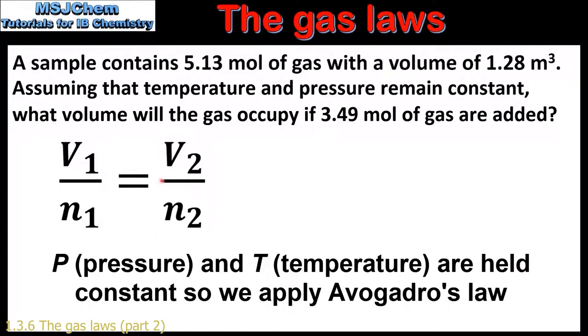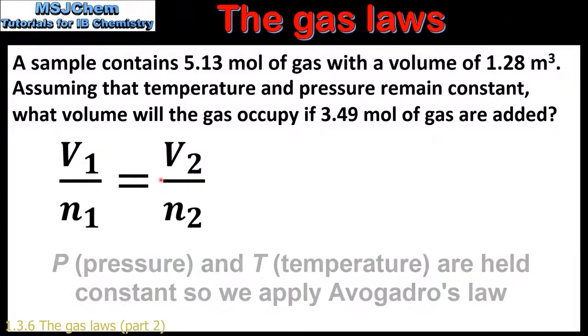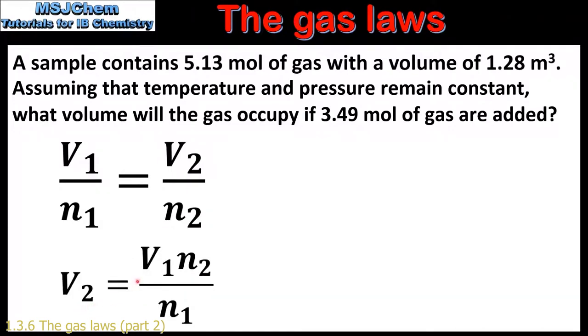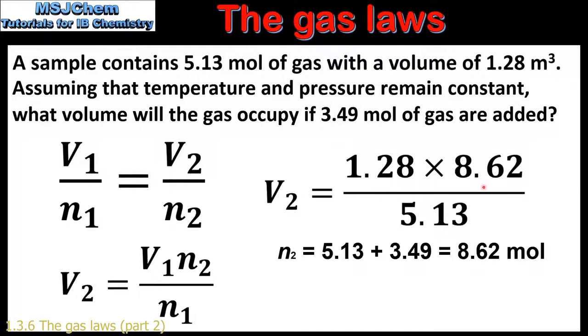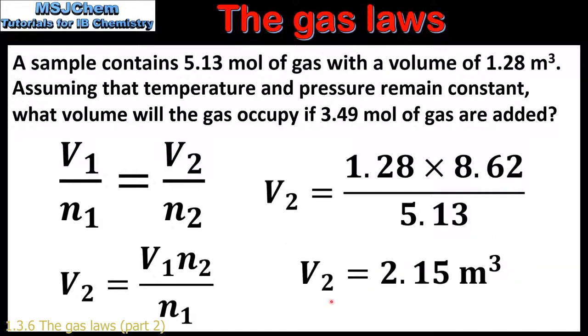To find V2, we need to rearrange the equation. So V2 equals V1 times N2 divided by N1. V1 is 1.28 cubic meters, N2 is 8.62 moles, and N1 is 5.13 moles. And this gives us a value for V2 of 2.15 cubic meters.